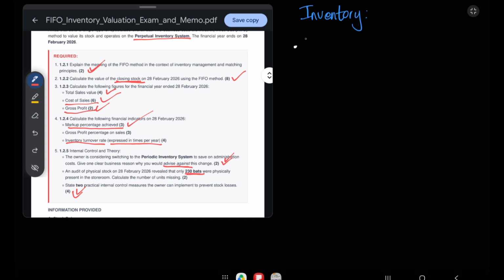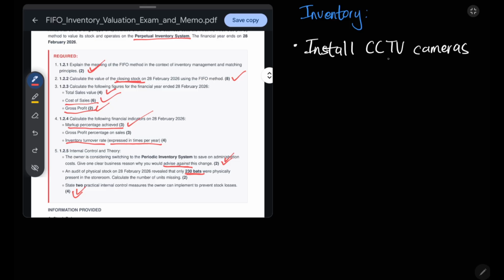They could install CCTV cameras. Where should they install the CCTV cameras? In their stock room or storeroom, or in their inventory room, it doesn't matter. You could install CCTV cameras. What else could you do? They already use the perpetual inventory system, meaning they constantly count their stock. So they could do random stock counts.